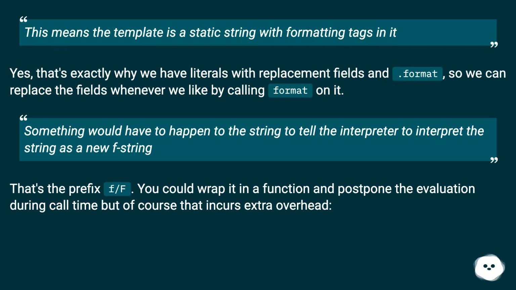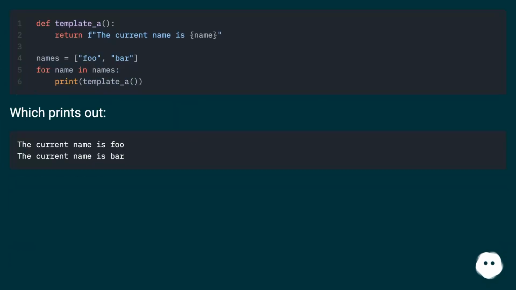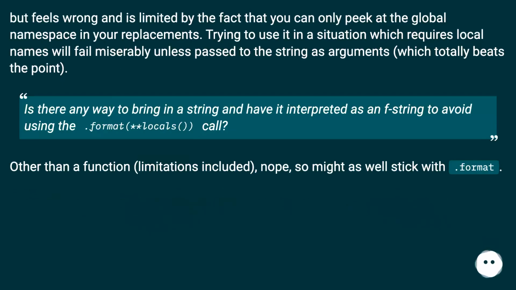You could wrap it in a function and postpone the evaluation during call time, but of course that incurs extra overhead. Which prints out this, but feels wrong and is limited by the fact that you can only peek at the global namespace in your replacements. Trying to use it in a situation which requires local names will fail miserably unless passed to the string as arguments, which totally beats the point.